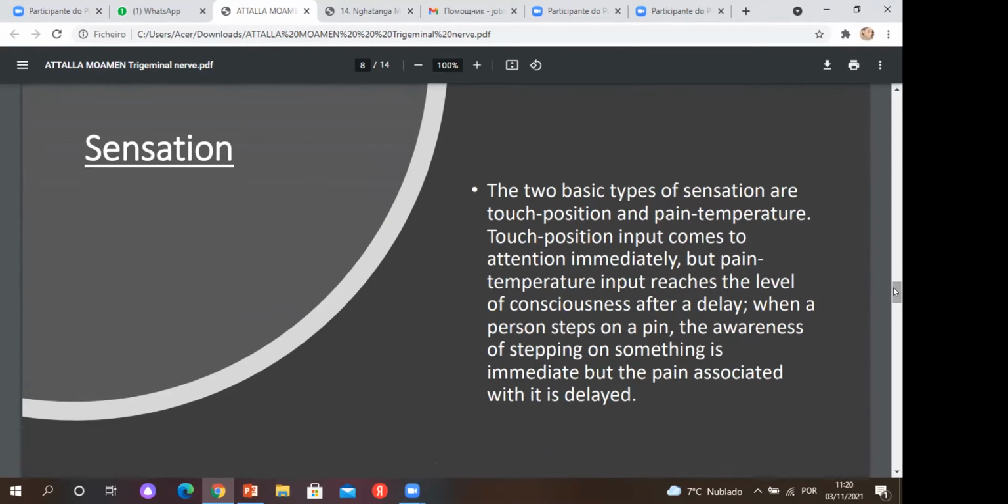We'll speak also about the sensation. The two basic types of sensation: touch position and pain temperature. Touch position input reaches conscious attention immediately, but pain temperature input reaches the level of consciousness after a delay. When a person steps on a pin, the awareness of stepping on something is immediate, but the pain associated with it is delayed.